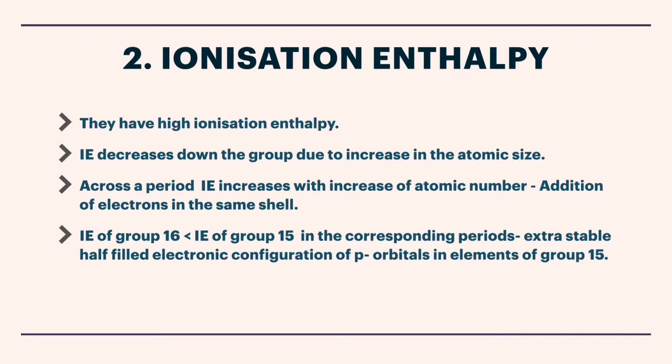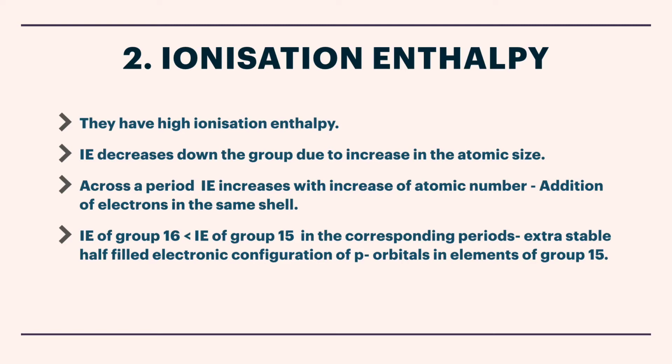Okay. Second property is ionization enthalpy. Now first we'll understand what is ionization enthalpy. It is the energy required to remove an electron from a neutral atom. So once again, it is the energy required to remove an electron from a neutral atom. So what do they have? High ionization enthalpy. That means group 16, 17 and 18 elements have high ionization enthalpy. Okay, now I have represented ionization enthalpy as IE.